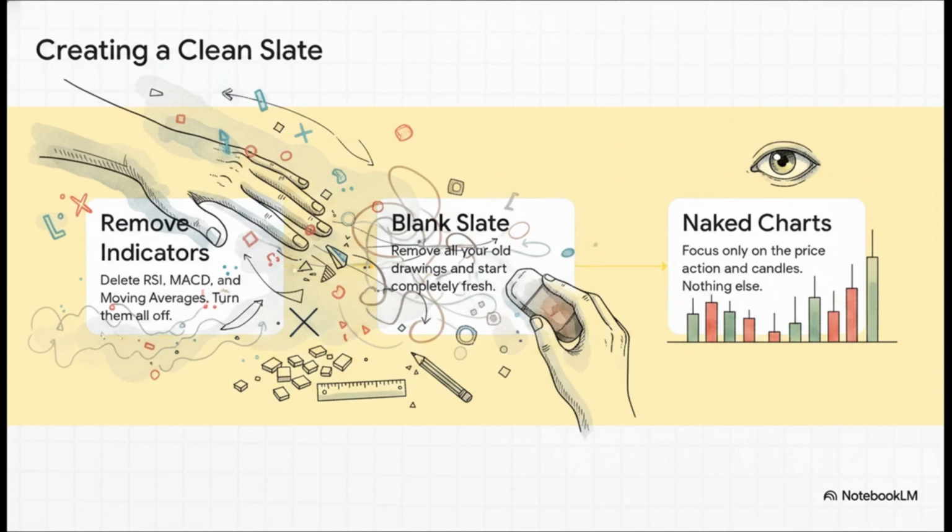Step 1, get rid of every single indicator. And I'm serious. RSI, MACD, all of them. Turn them off, delete them. Step 2, remove all your old drawings. Just start fresh. What you'll have left is a naked chart. And that's all you need. Just the candles, just the price. This is where clarity begins.